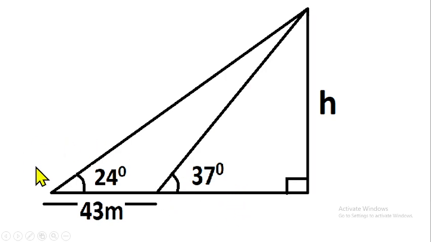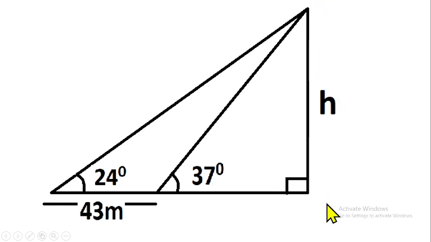If you look at the big right angle triangle, no side is given, and inside this small right angle triangle as well, no side is given, aside from the distance given from here to here, which is 43 meters. Then how do we resolve this type of triangle?